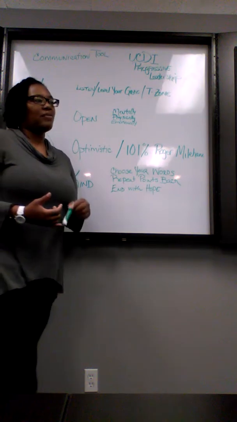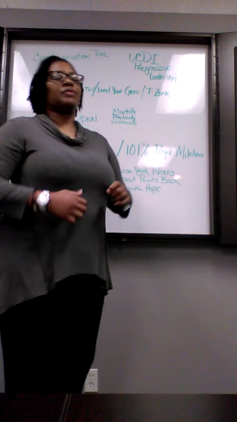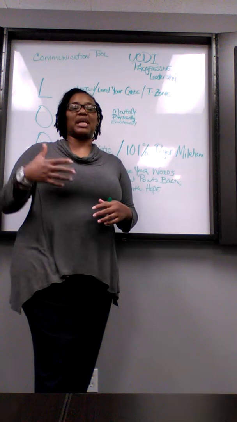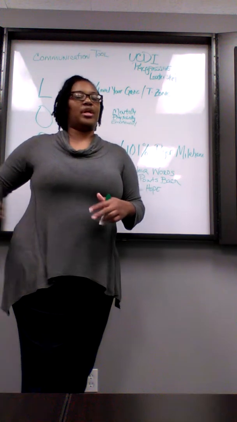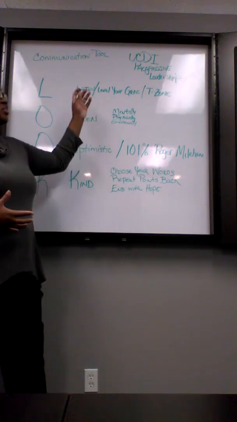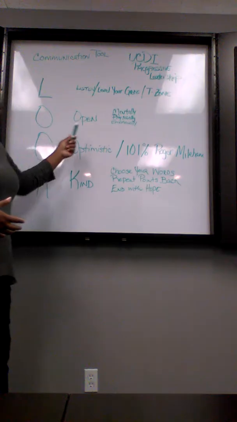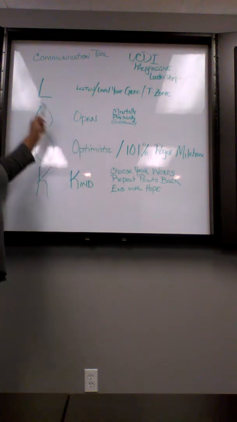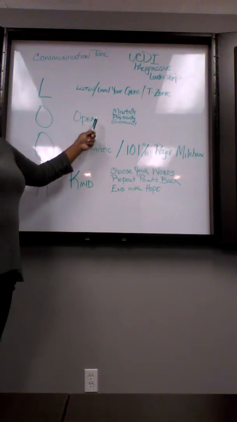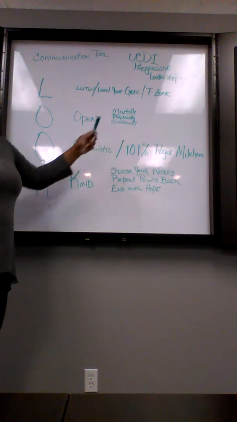I don't want to let my feelings being hurt or me being defensive because I'm afraid of rejection, or I may feel like, what are they going to go tell someone else? I don't want to let my emotions prevent me from being able to engage in this conversation. So I'm going to stay open, mentally, physically, and emotionally. That is the L: listen, level your gaze, T-zone. O, open. Stay open mentally, physically, and emotionally.